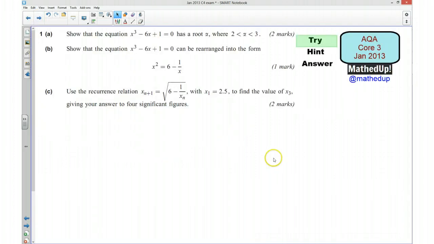So, moving on to the first question, I'd now like you to read through the question and pause the video and see if you can try this yourself. Okay, well done if you managed to have a go at that.